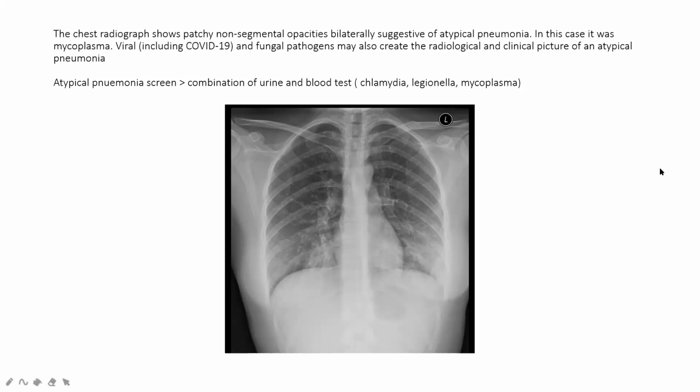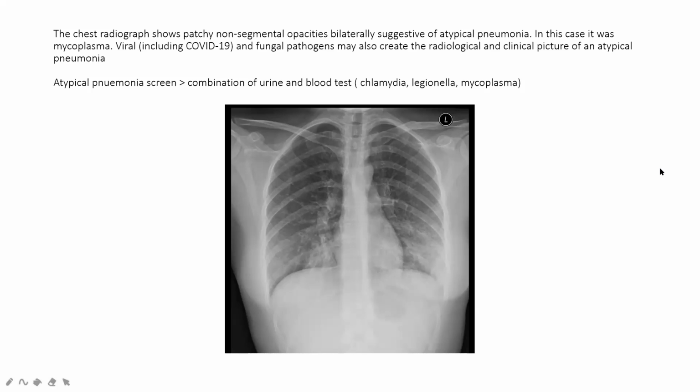So before COVID, if we saw this pattern, bilateral changes, we would have thought this is a case of atypical pneumonia, something like chlamydia, legionella, or mycoplasma. And we used to do a combination of urine test and blood test to look for any of these microorganisms. But now that we are living in the COVID era, we are testing everyone with COVID first. So this patient's COVID test was negative.